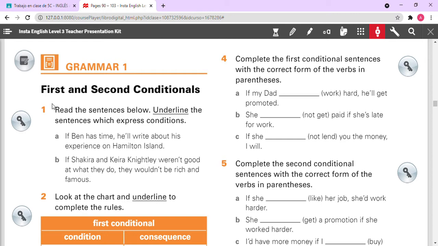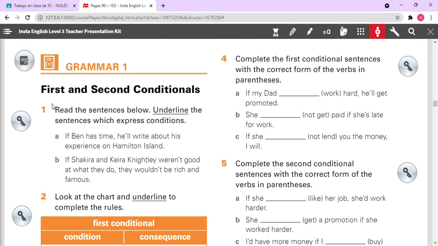First conditional. Second conditional. When we talk about the second conditional, it is very similar to the first. What is the difference? The difference is that we talk about imaginary or hypothetical situations. Okay, imaginary or hypothetical situations.